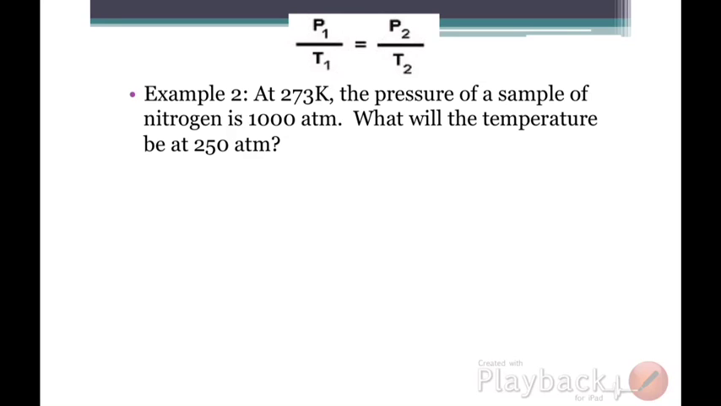Number 2. Here we have a word problem, but we're still going to do the same thing using our pressure and temperature equation, identifying our numbers that are given, and then solving for what's missing. So we read the problem. At 273 Kelvin, okay, so that's temperature 1, we can put T1, the pressure of a sample of nitrogen is 1,000 atmospheres. ATM stands for atmospheres, so that's P1. What will the temperature be at 250 atmospheres?